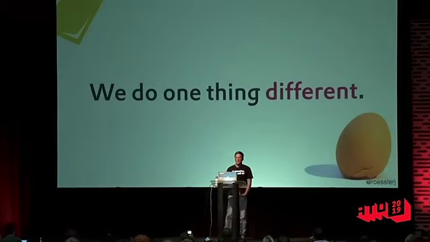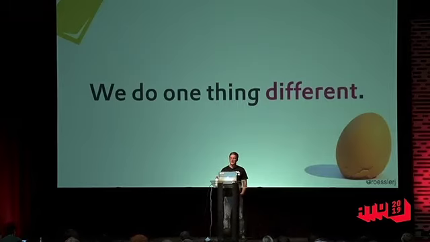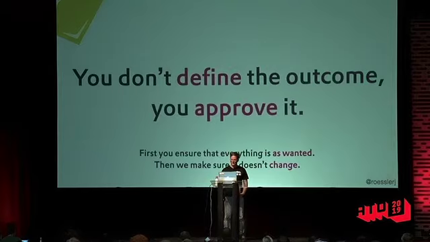The idea generally is that we do one thing differently. With a typical test, you define the outcome. You write an assert where you say what you want to see. Instead, with this type of test, you approve the outcome. You manually test once, and then you capture what you manually tested and verified to be correct within your testing framework, and your testing framework just makes sure that it doesn't change unexpectedly, that you don't have unintended side effects or regressions.